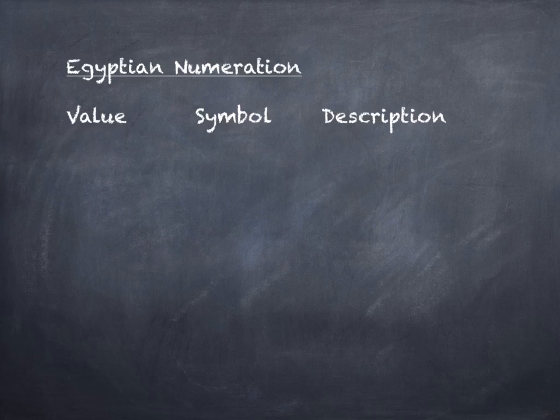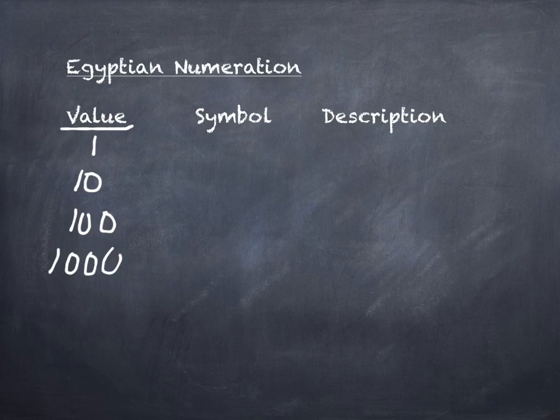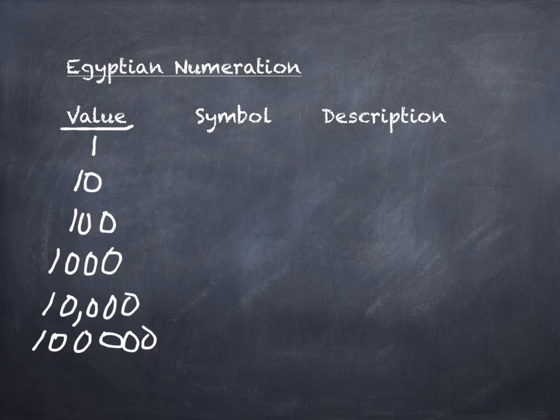So let me tell you first what the values each are. The values of their symbols are all of our base 10 values. So they've got a value for the number 1 and a value for the number 10. We've got a value for the number 100 and 1,000 and let's go with 10,000 next, and 100,000. And their last value is actually for the number 1,000,000. Okay, so they've got symbols for all of these different values.